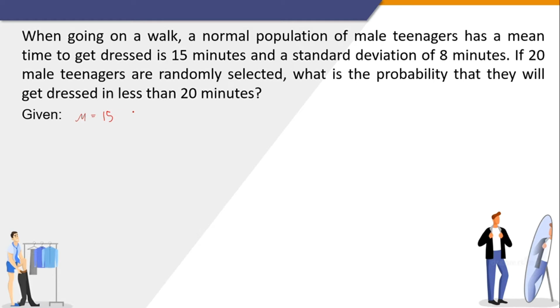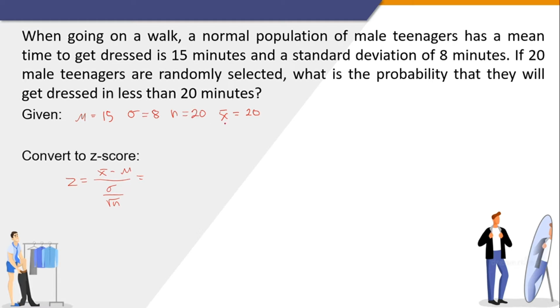And yung population standard deviation natin is equal to 8 minutes. Yung sample size natin is equal to 20. And yung sample mean natin is 20 minutes. So, next one, we're going to convert it into z-score. So, yung formula ng z-score is the sample mean minus the population mean over the standard deviation over square root of n. So, mag-substitute na tayo.